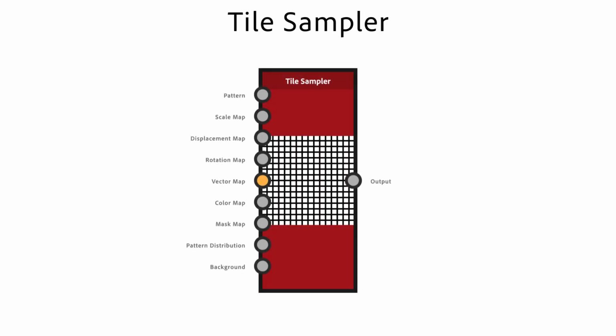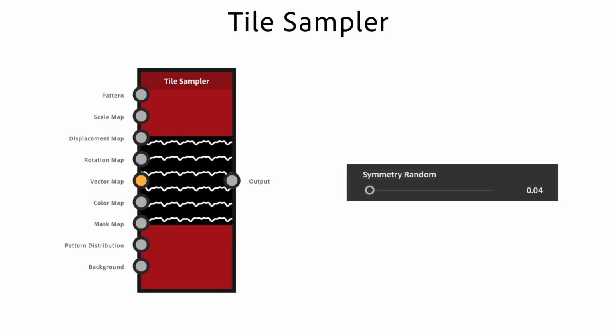The tile sampler node is a powerful node to make regular or random patterns. It's an advanced version of the tile generator node with more control and inputs. Use symmetry random to bring in some randomness. In combination with symmetry random mode, it has really specific control over the symmetry.